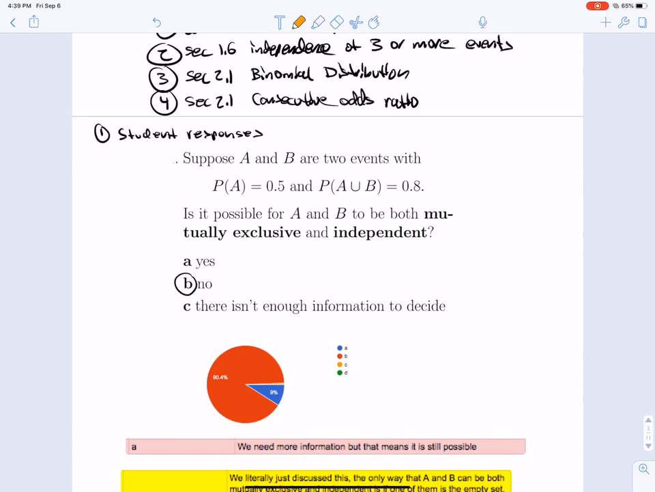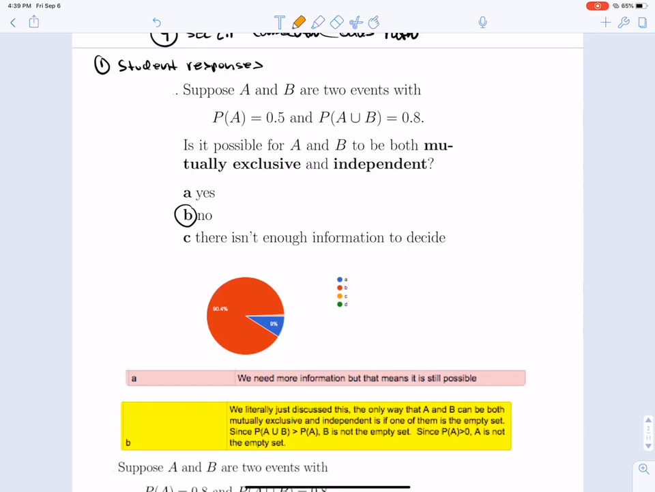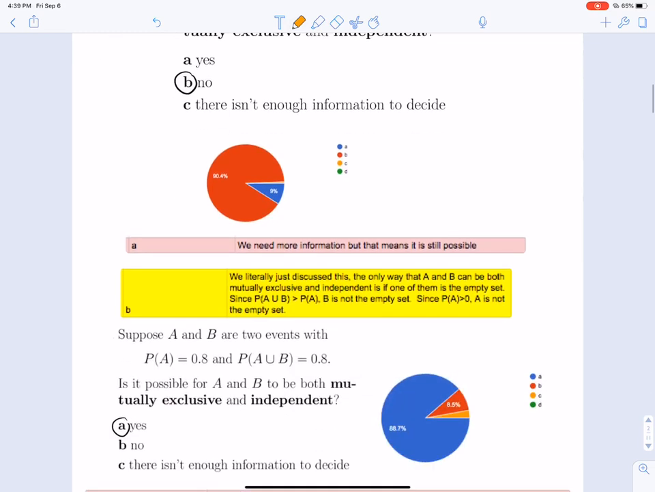Question 1: A and B, 2 events, probability of A is 0.5, probability of A union B is 0.8. Is it possible to have mutually exclusive and independent? And most of you got this right, that the answer is no, because again, the only way that we can have both of those is if A or B is the empty set, and that is not the case here.